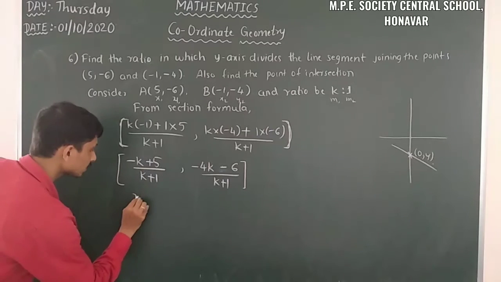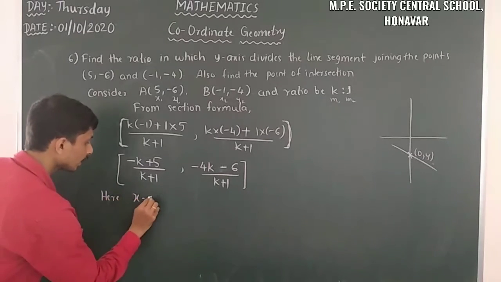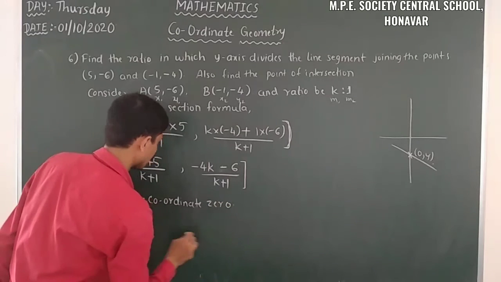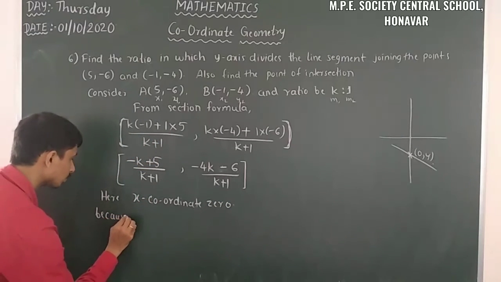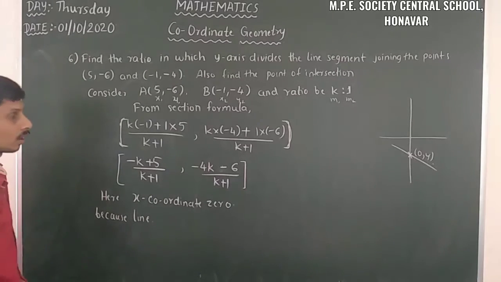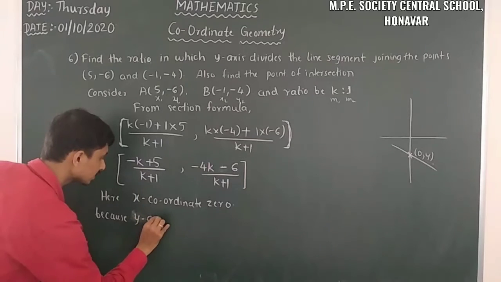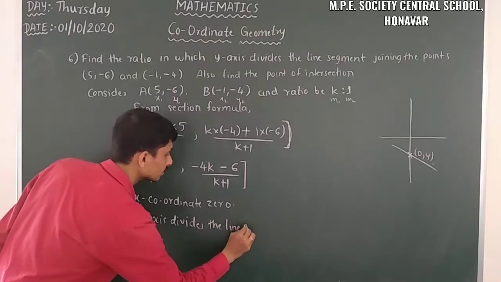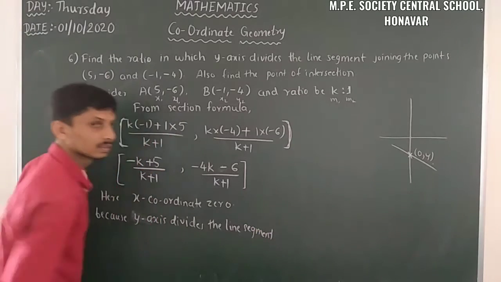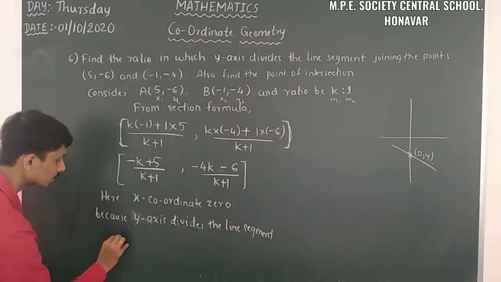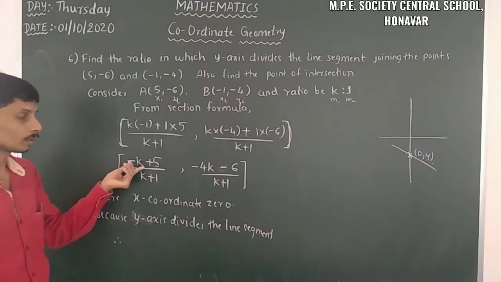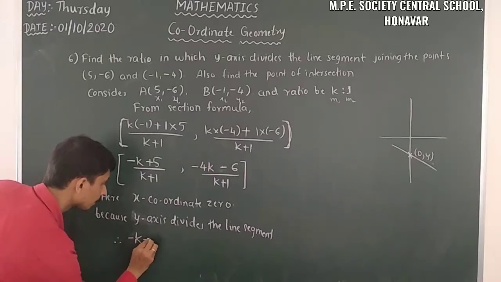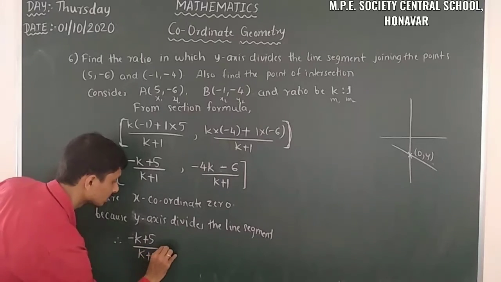So for that, here the x coordinate is 0 because the y-axis divides the line segment. Therefore, what happens here? This term is 0. So let us take this term equal to 0. From that we can easily find the value of k. So that is minus k plus 5 divided by k plus 1 is equal to 0.